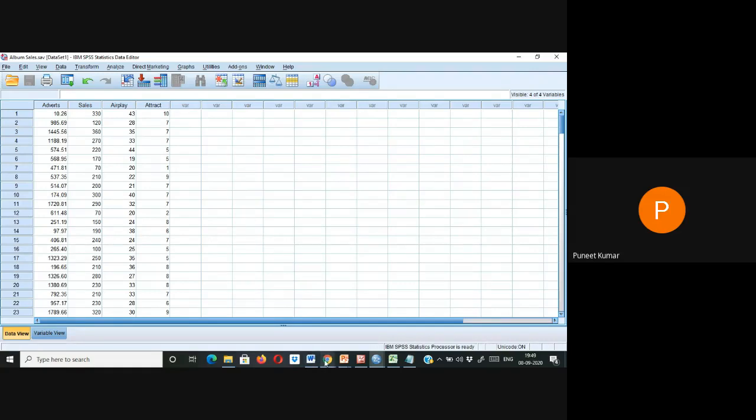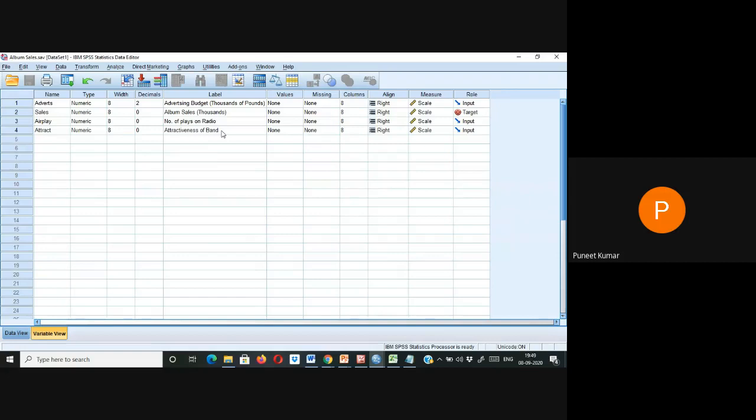Sir, what is this airplay and attract? I'm getting this advertisement and sales. Advertisement and sales I'm getting, but what is this airplay and attract? Okay. See, AdWords means advertising budget, right?